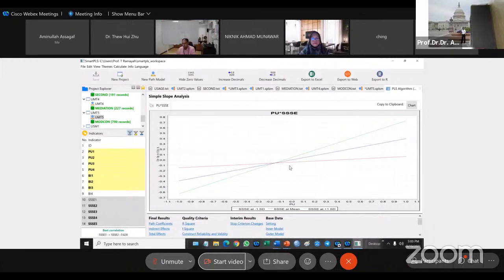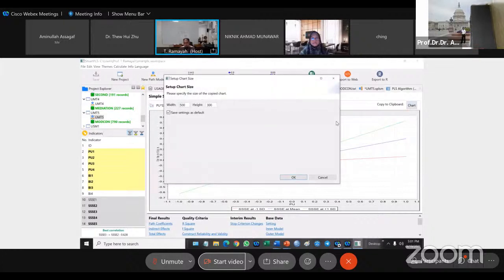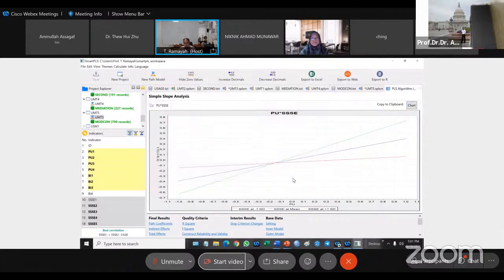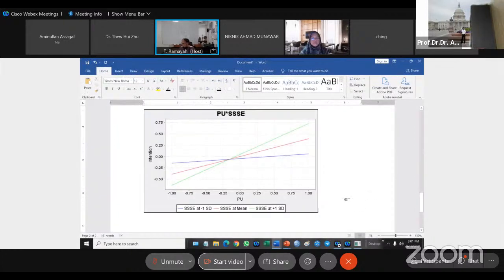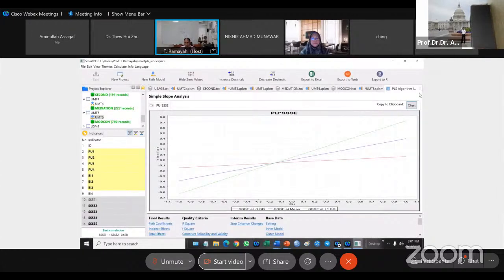But this plot, when you copy and paste like this, click the chart and then OK. If you go to your Microsoft Word and paste, you see the drawing is not very sharp. Like this, not nice. So I will show you how to draw the Excel plot, which will be much sharper. So this is the result you get from your SmartPLS. So I will show you how to plot them in Excel.